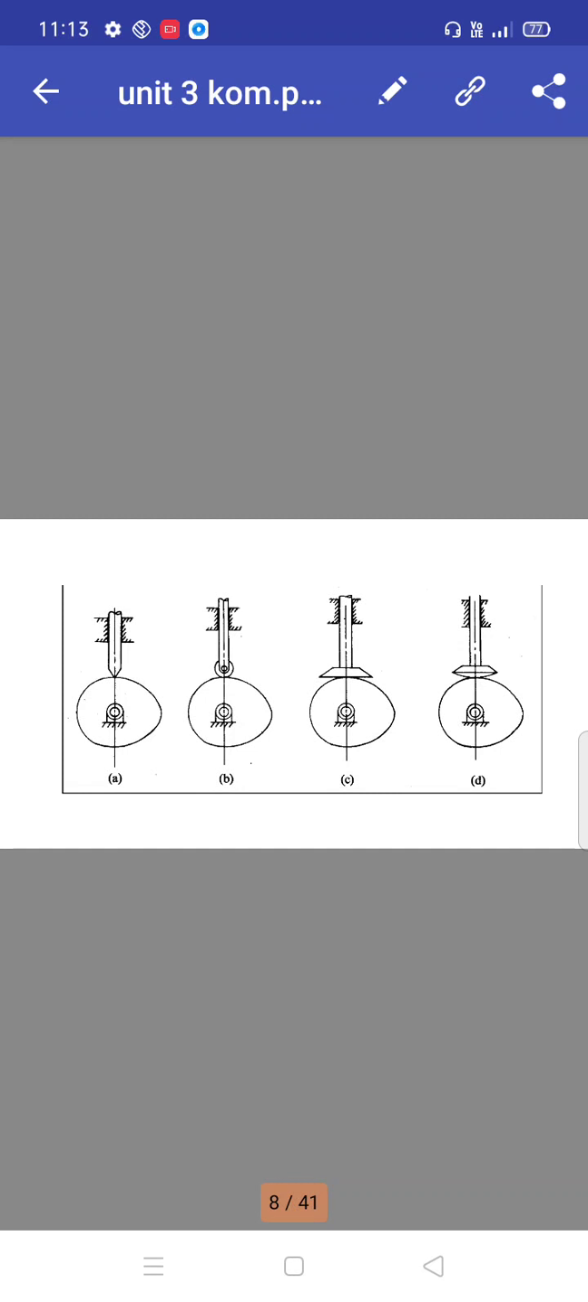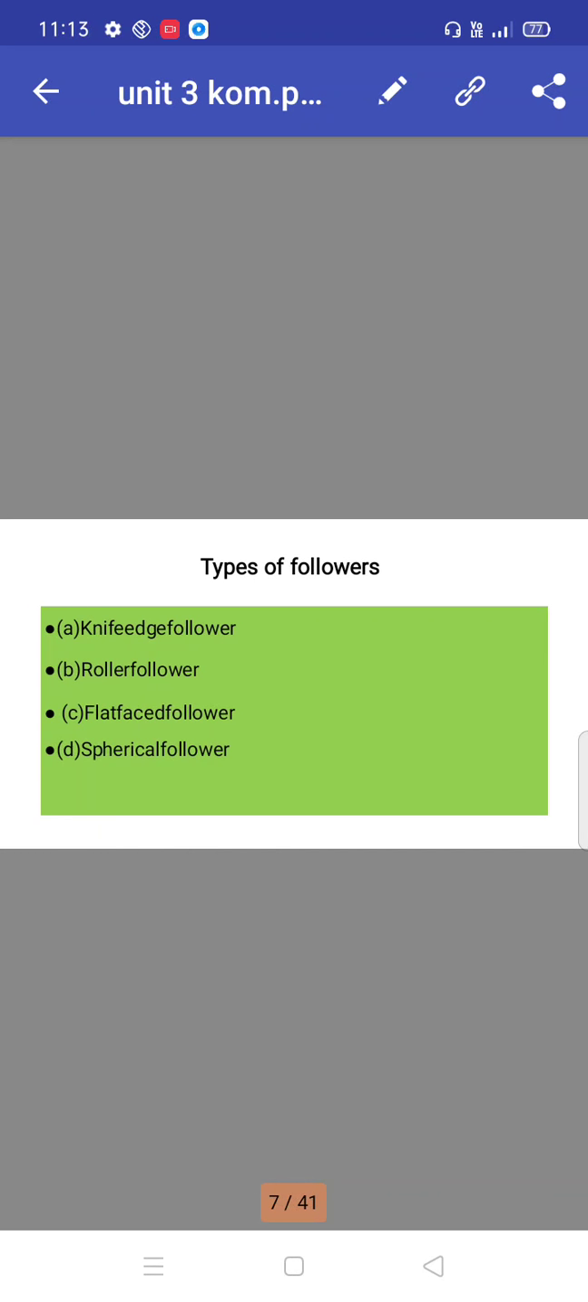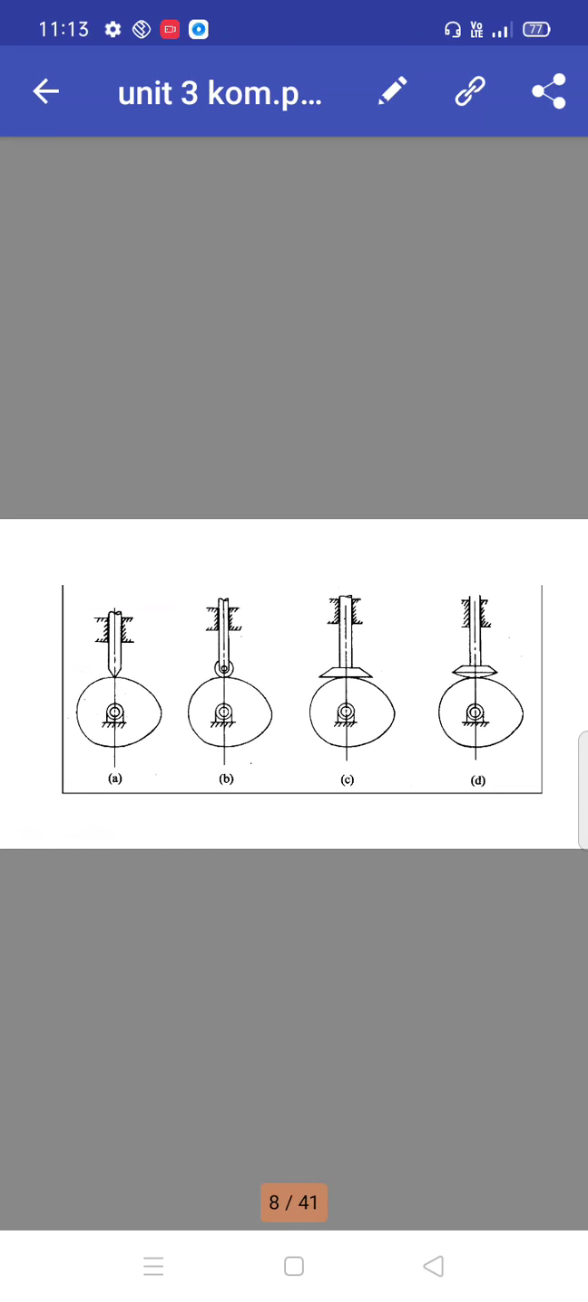The first one, diagram A, specifies the knife edge follower. The edge of the follower is like a knife, which is sharp ended, so it can actuate accordingly. The follower also traces the path.